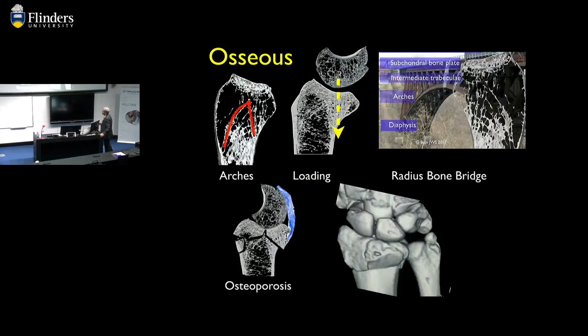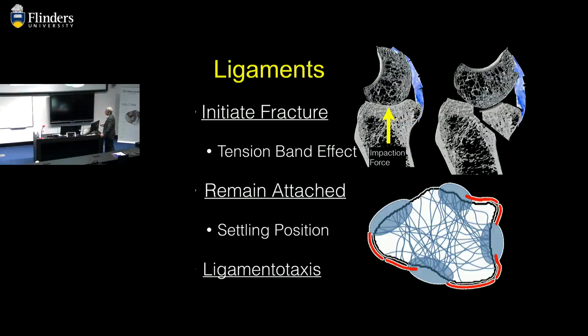So in summary, there are osseous factors that are important. We think the architecture of the radius is critical, how it loads. We think in concept that the radius works more like a bone bridge. Osteoporosis and the mechanism of injury, we can see here, create these configurations of fractures that we see in our clinical practice. Ligaments are important.